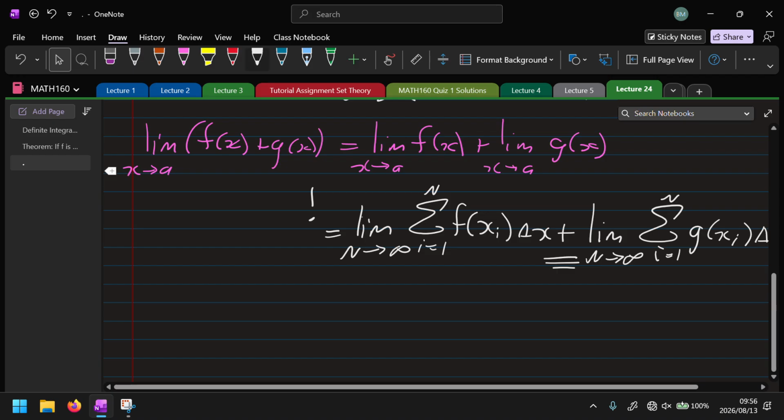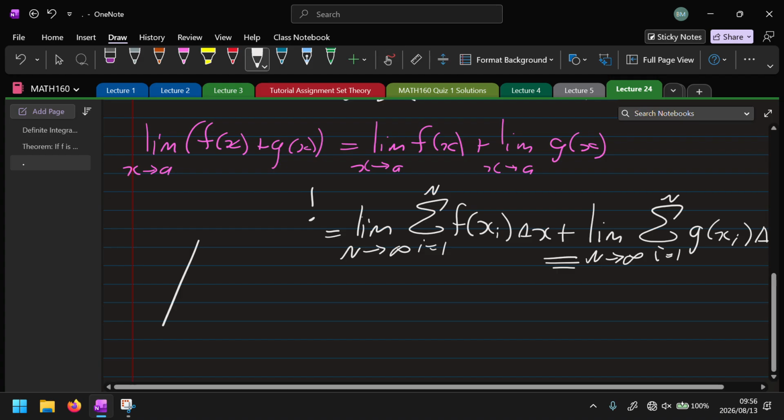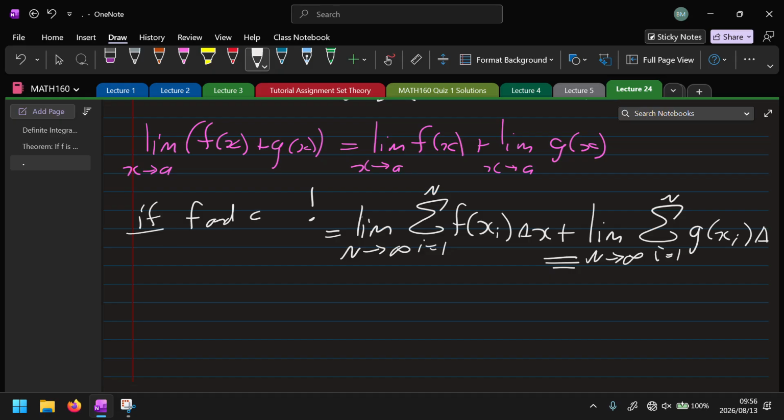So we can do this. Yeah, and there's a condition to this. We can't always do it. We need to write: if f and g are integrable. So that is a very important condition on whether we can put the limits onto each. Okay, good.